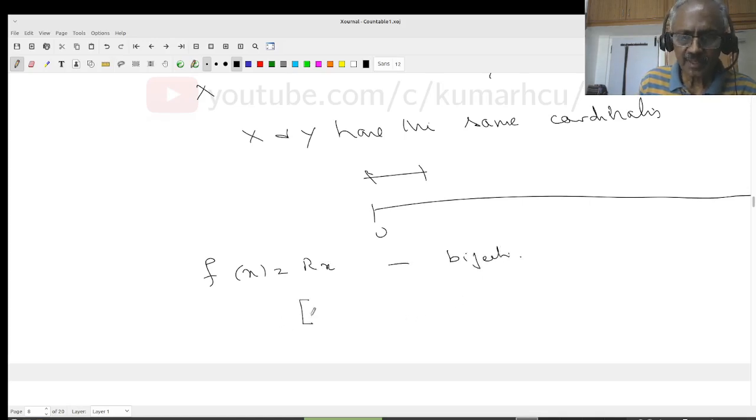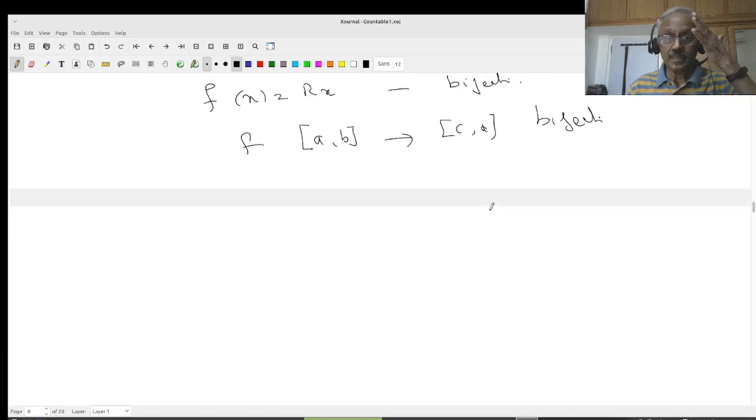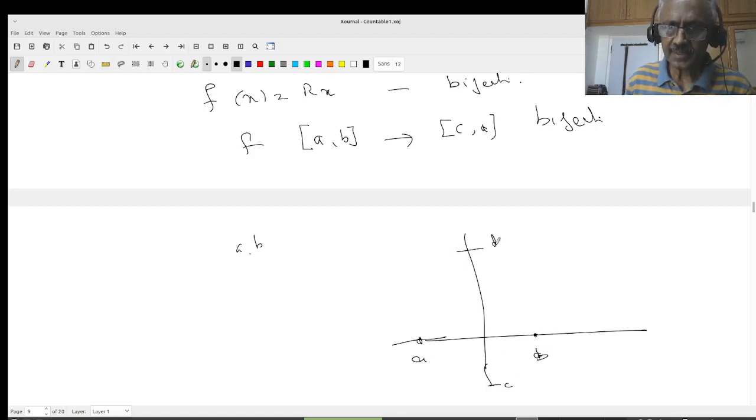Okay. More generally, if you give me any two intervals a, b and c, d, there is a bijection f. They have the same number of elements. How do you prove that? If you had seen my foundation lectures, you would have seen. But an easier thing will be, let's assume that a, b, c, d, everything is positive. They are all in the first quadrant. Okay, this is my a, and this is my b, and this is my c, and this is my d.